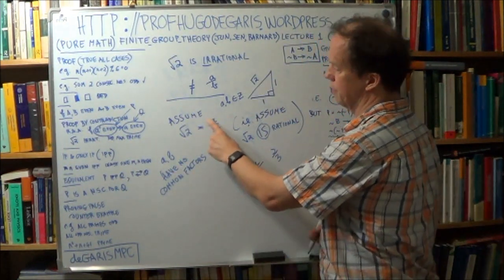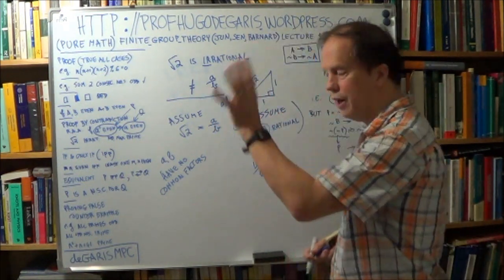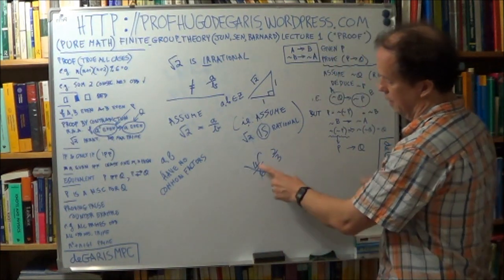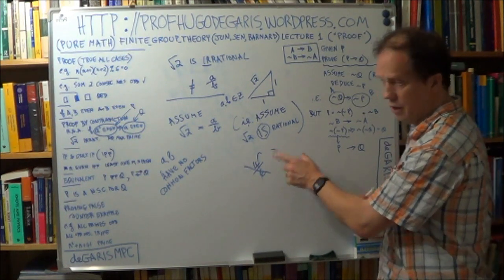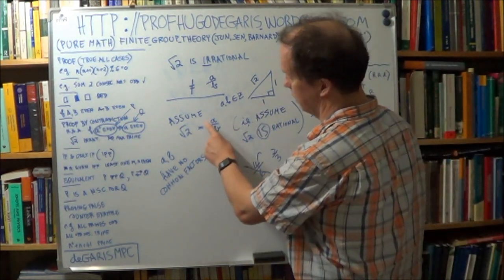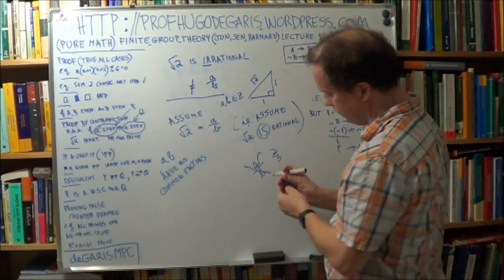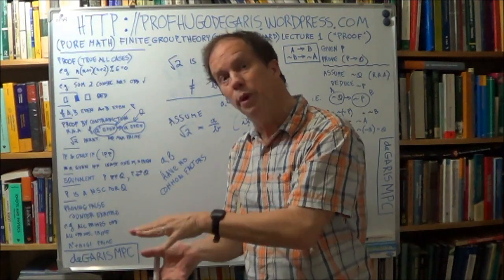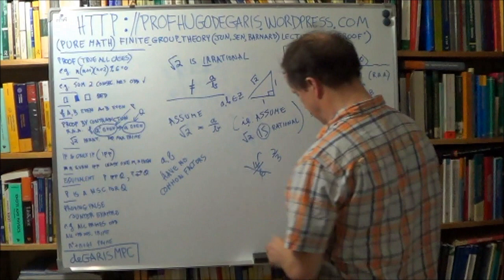All common factors in A and B have been removed, they've been divided out. So we've got rid of this kind of thing. We don't have 4 over 6, we'd have something like 2 over 3. The 2 and 3 have no common factors, so that's important: we have a rational number that's been simplified to have no common factors for A and B.